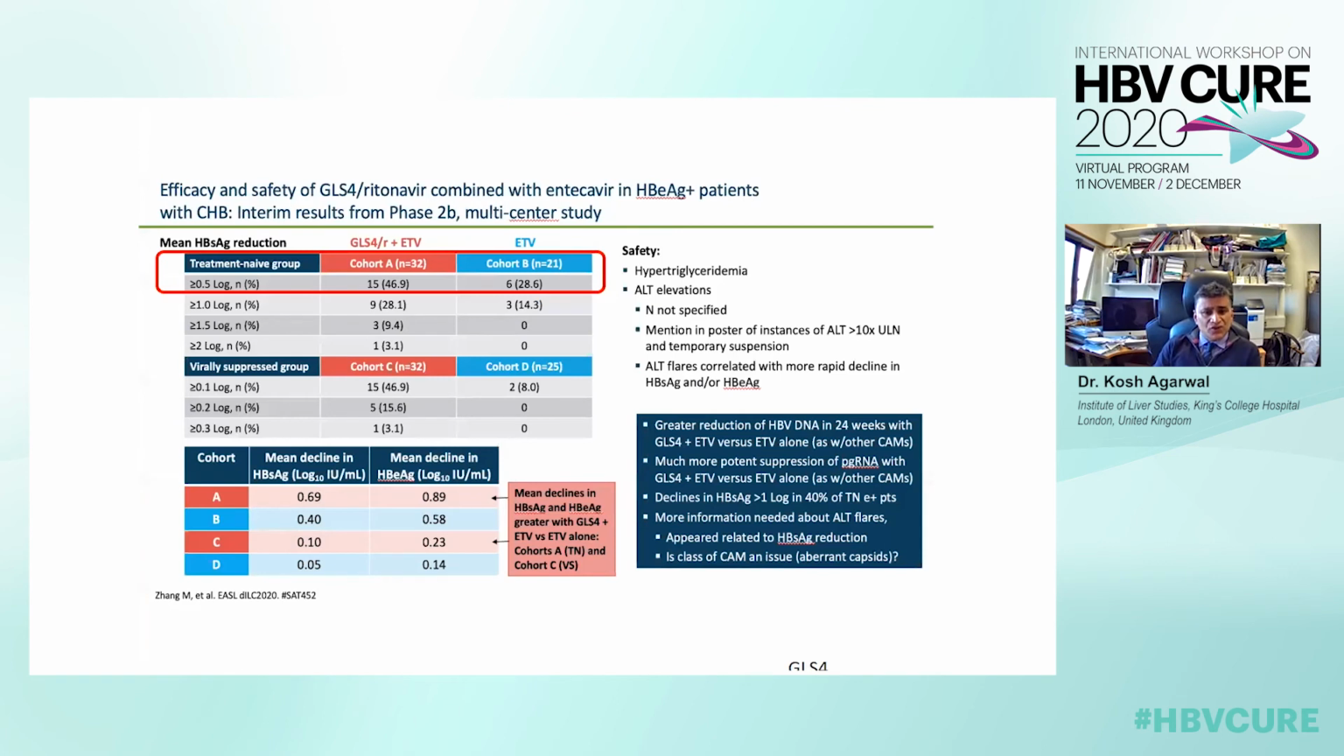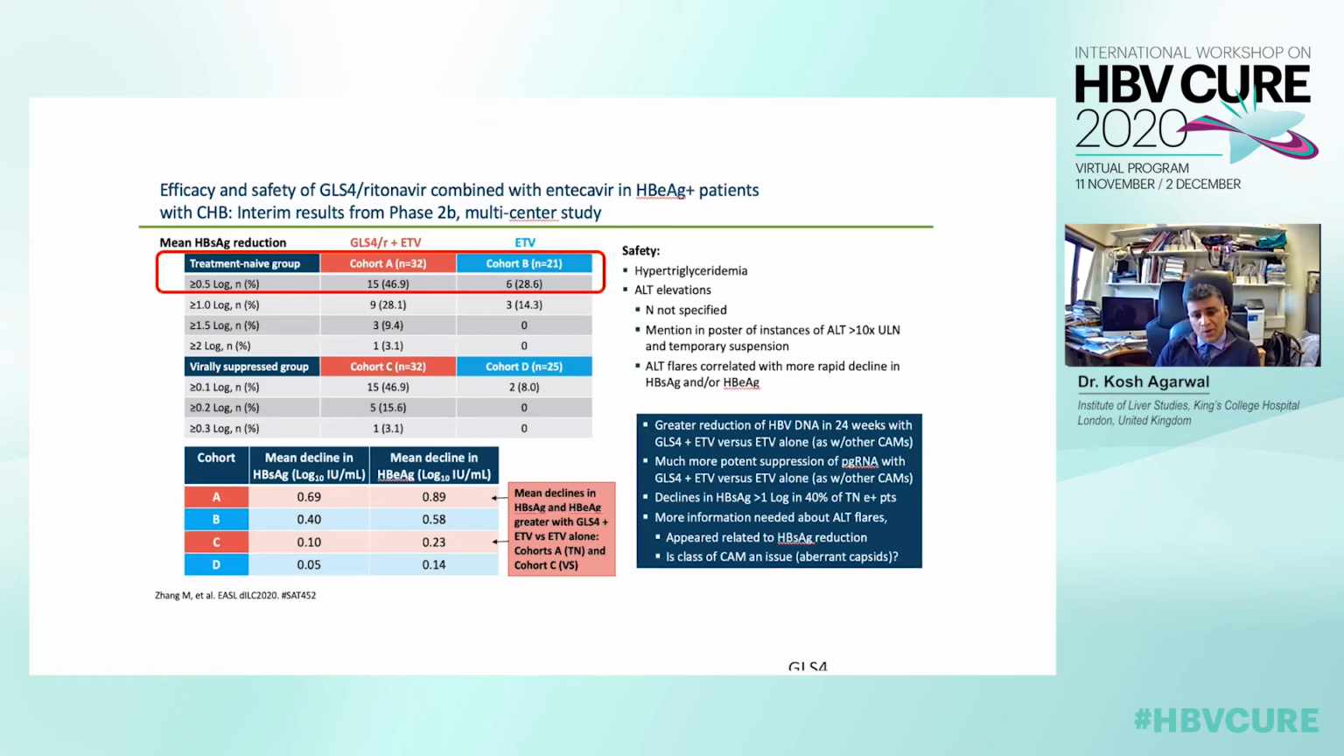It's important also to highlight in the e antigen positive population, those who are treatment naive seem to have a greater chance of achieving a 0.5 log decline compared to those who are on entecavir alone. So almost 50% of these patients achieved a 0.5 log at 24 weeks.